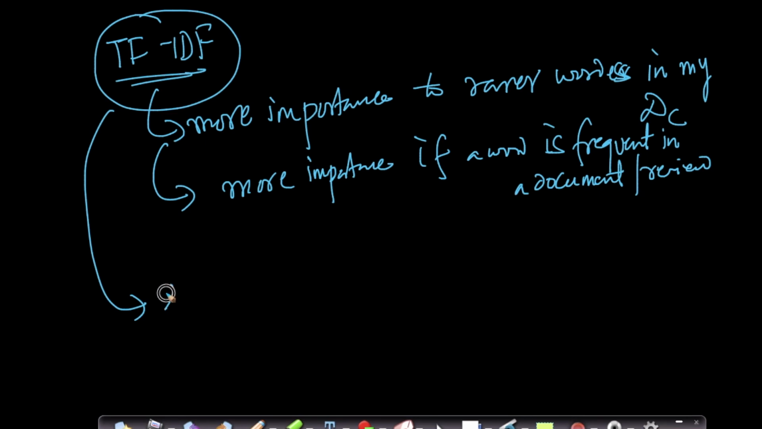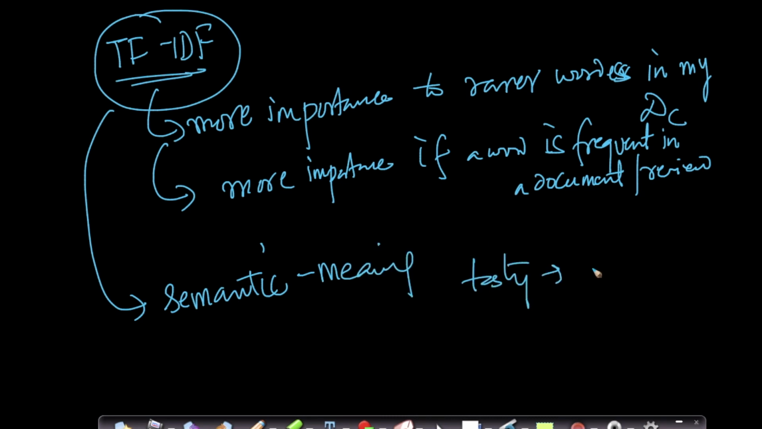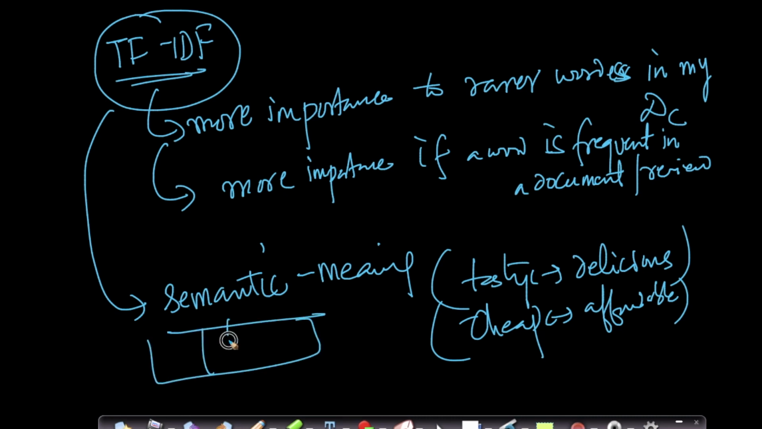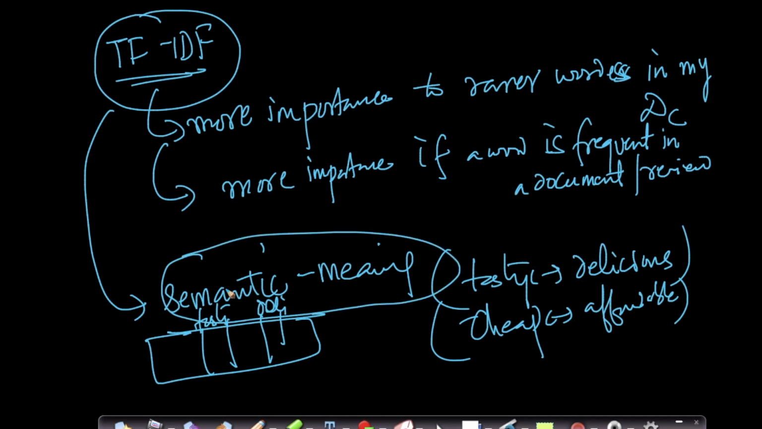It still doesn't take the semantic meaning of words. You remember we looked at words like tasty and delicious. They both are synonyms literally. They're almost the same words. Similarly, cheap and affordable. They're very, very similar words. But in our TF-IDF representation also, tasty will be one word, and delicious will be another word corresponding to another dimension. We still haven't solved for semantic meaning, which we will solve using our next very interesting strategy called word2vec.